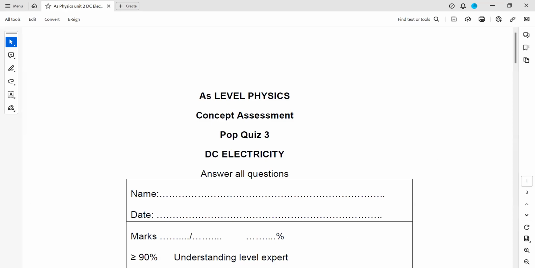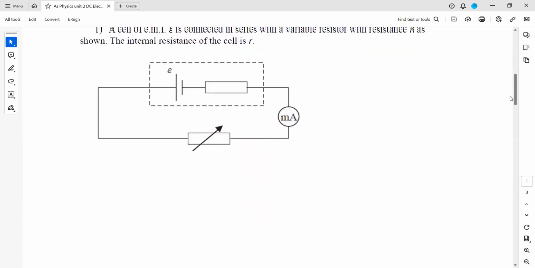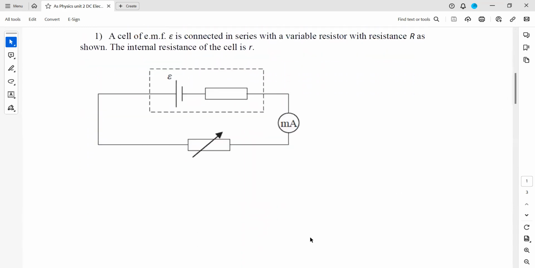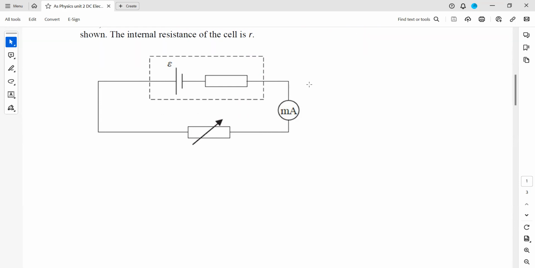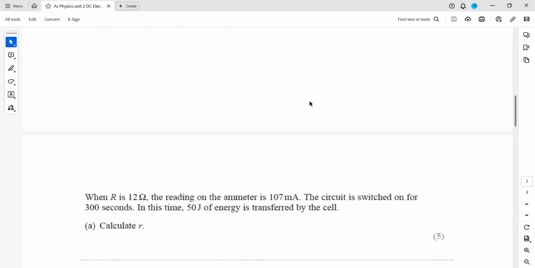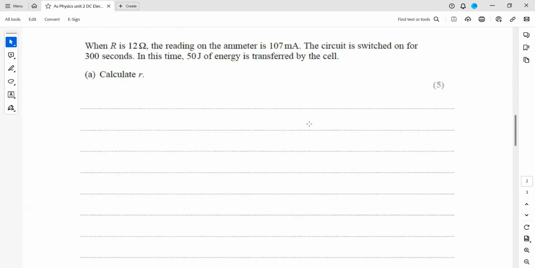So the pop quiz, which was related to DC electricity, pop quiz 3. We have a cell of EMF connected in series with a variable resistor as shown. The internal resistance is r here. When R is 12 ohm, the reading on the ammeter is 170 milliamperes, and the circuit is switched on for 30 seconds.